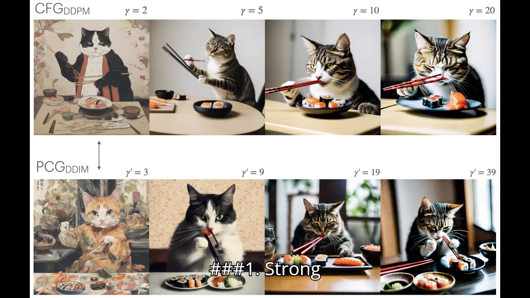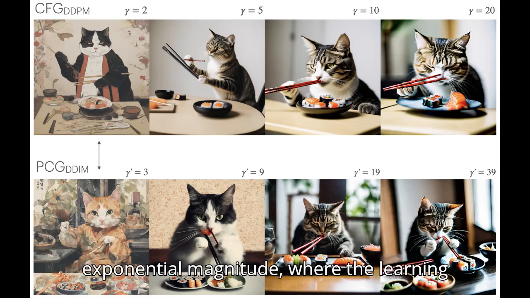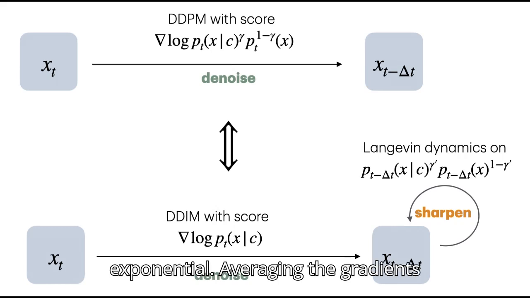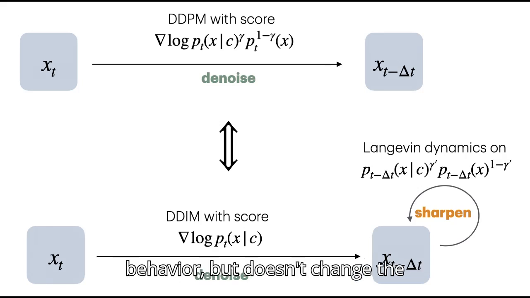1. Strong convexity. For a strongly convex function with parameter, tail-averaged GD typically enjoys an exponential convergence rate. The convergence rate in this case is often of exponential order, where the learning rate and the iteration number are in the exponent. Averaging the gradients typically smoothens the convergence behavior, but doesn't change the fundamental rate.